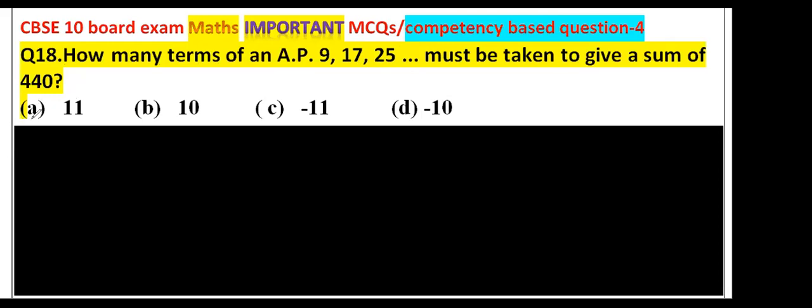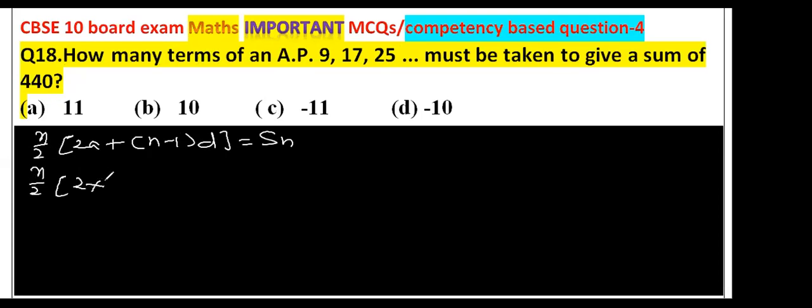तो देखिए we have the formula n by 2 into 2a plus n minus 1 into d, that is sum of first n terms. n का हमें पता नहीं है, so we can write n by 2 as it is. Here the first term is 9, so in place of a we put 9, n as it is. In place of d, 17 minus 9, that is 8.